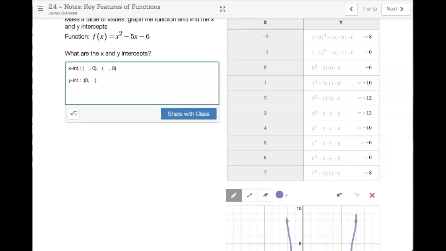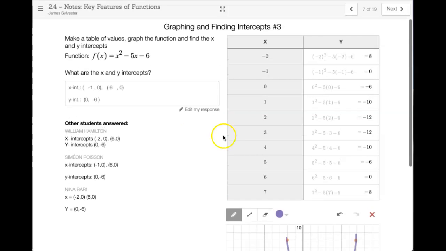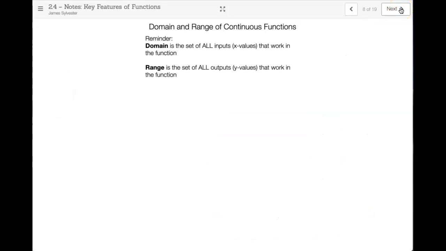Again, those x-intercepts are -1, 0, and 6, 0. And then the y-intercept is 0, -6. That's where it crosses the y-axis. So there's that one. Let's go to the next one.